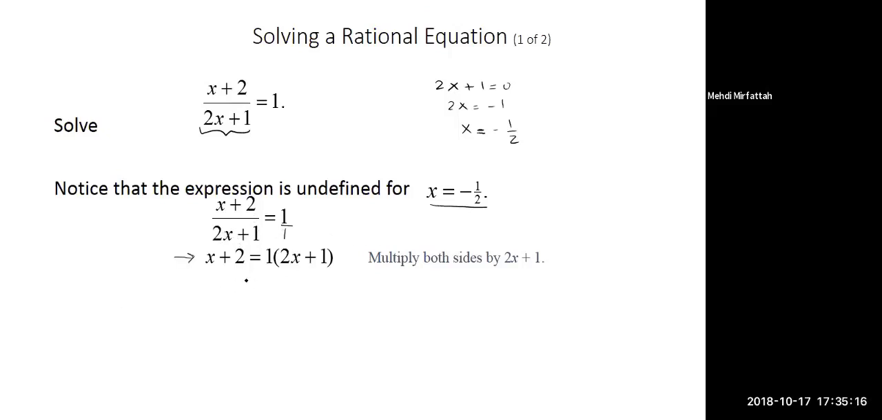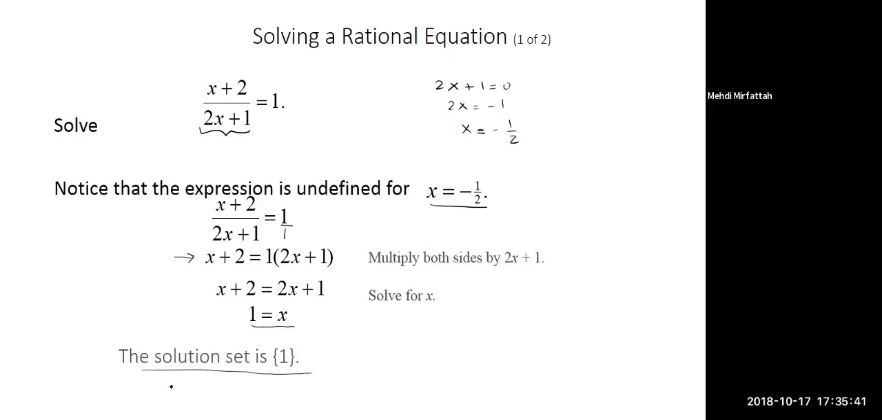So the next step is to solve for x. You get x plus 2 is equal to 2x plus 1. You move all the x terms to one side of the equation and all the numbers to the other side, so we get x equal to 1. So the solution set would be 1 in brackets.